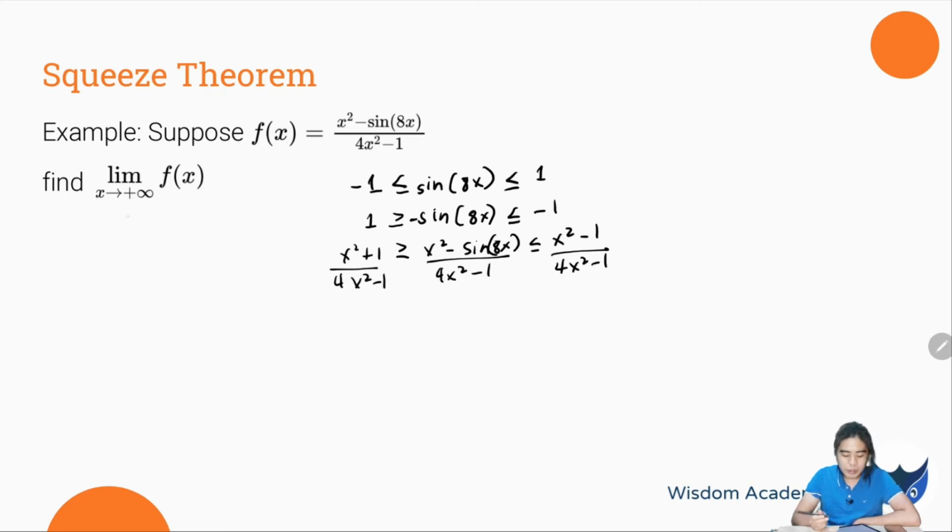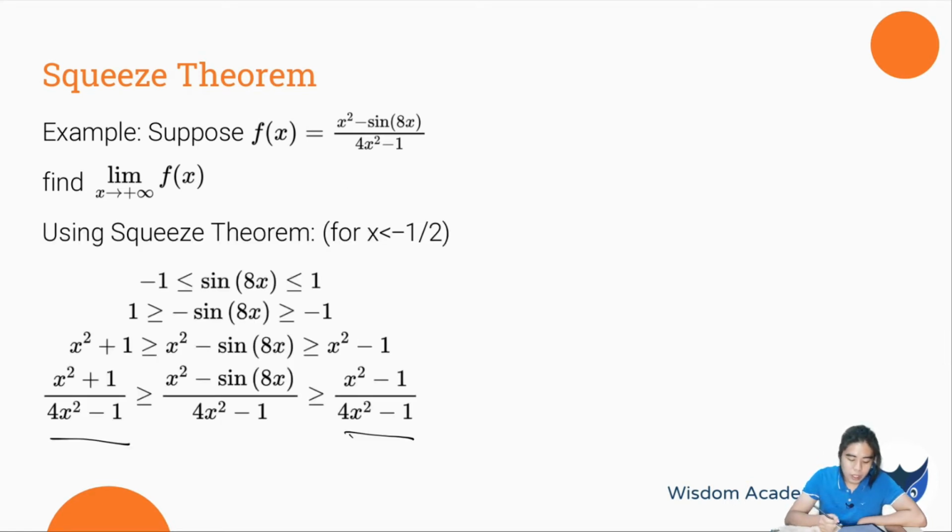So, mag-iiba ba yung sign natin dito? Since x is approaching positive infinity, so positive infinity squared times 4 minus 1, positive infinity pa rin. So, positive number siya. So, hindi mag-iiba yung sign natin. Sorry, ano pala to? Flip. Ayan. So, now, nakakuha na tayo ng dalawang function wherein x squared minus sine 8x over 4x squared minus 1 is between.